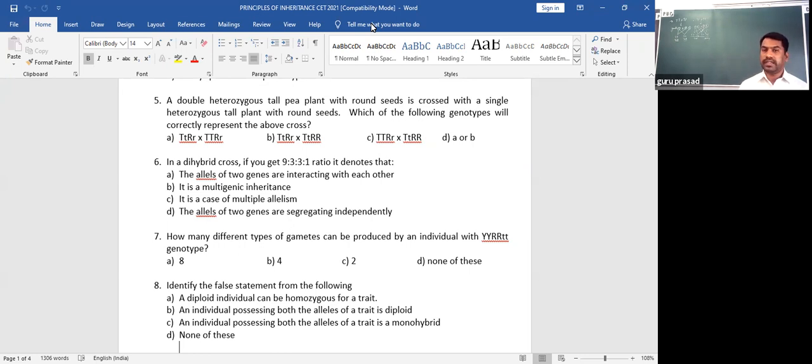That may be the reason, or it denotes that it is a multigenic inheritance. That ratio says that there is involvement of more than two genes. Or in this case, it is multiple allelism, where there is an alternative form of the same gene. Or the alleles of two genes are segregating independently.